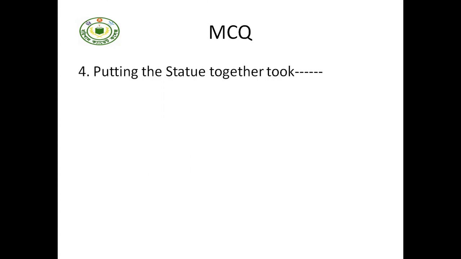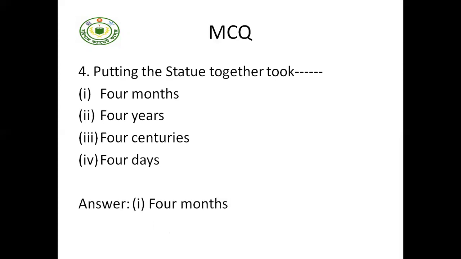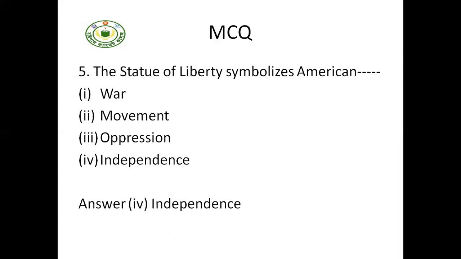Number four, putting the statue together took 4 months, 4 years, 4 centuries, 4 days. Correct answer is 4 months. Number five, the Statue of Liberty symbolizes American war, movement, oppression, independence. Cadets, the correct answer is independence.